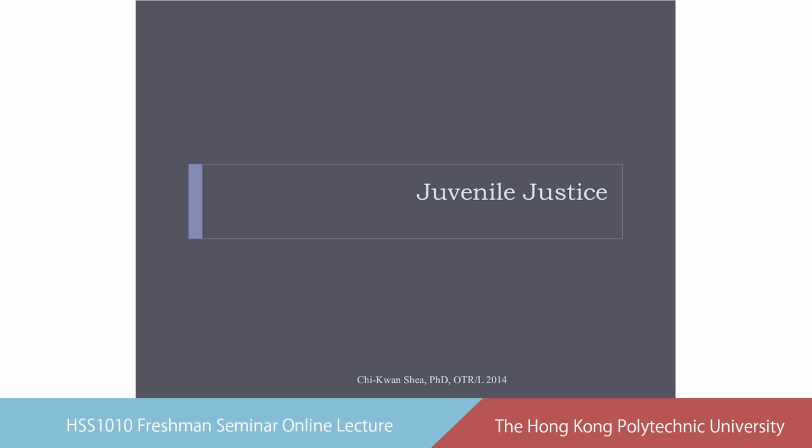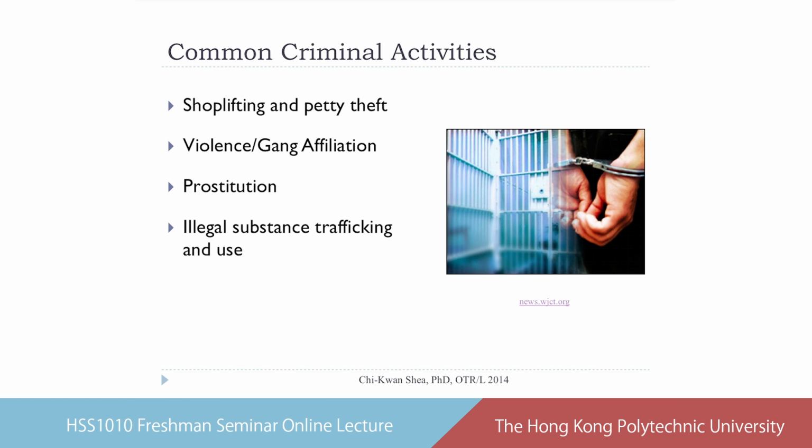Juvenile delinquency is a big concern to society. Teens committing unlawful acts may face long-term consequences. The common criminal activities committed by teens are mostly minor, such as shoplifting and petty theft. There is also violence involved, especially gang affiliation. Prostitution and pimping are serious crimes. Drug use and trafficking are common both in Hong Kong and the US, and the consequences are very negative and long-lasting.